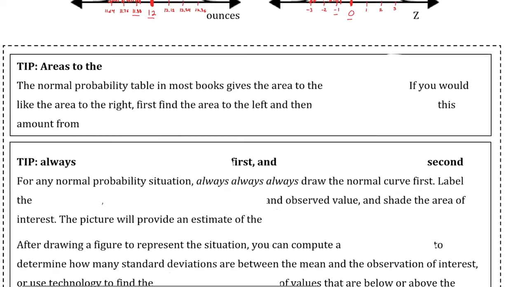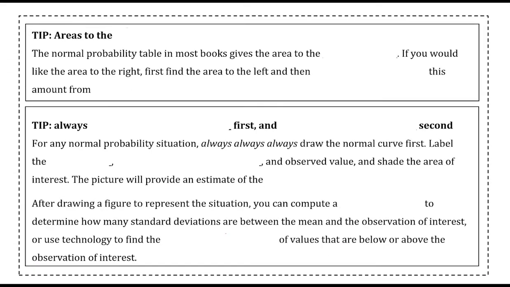Note that when we looked at the normal probability table, we found the area to the left. However, if you were looking for the area to the right, we want to keep in mind that the normal probability table in most books will give you the area to the left. So, if you would instead like the area to the right, you must first find the area to the left and then subtract this amount from 1. That is how you would find the area to the right.